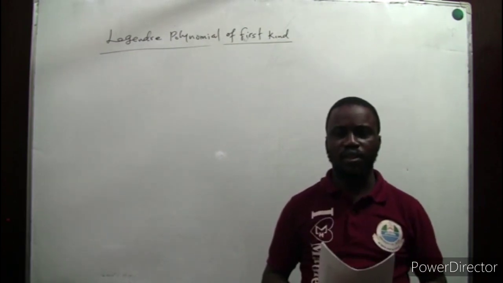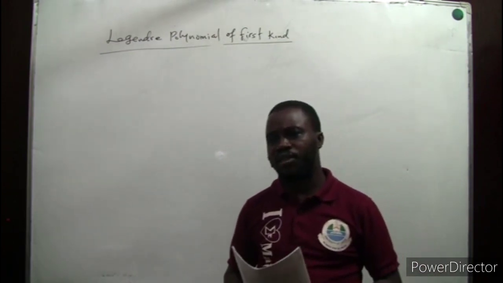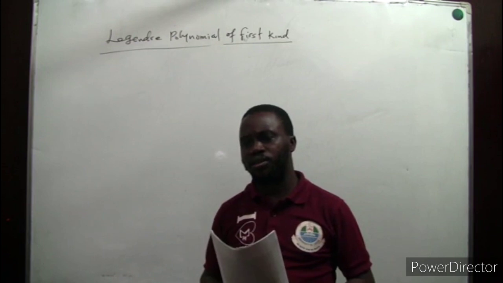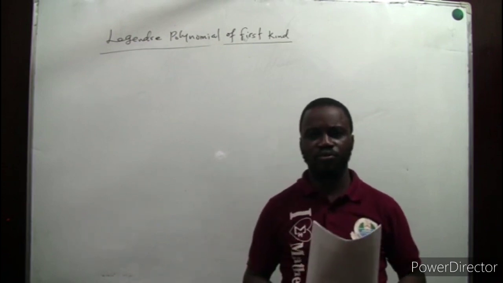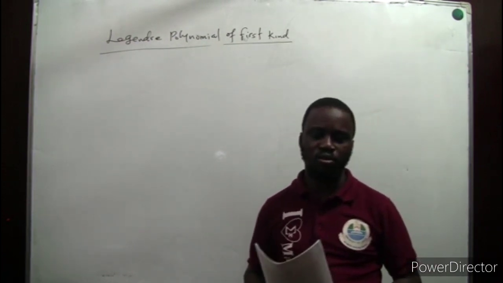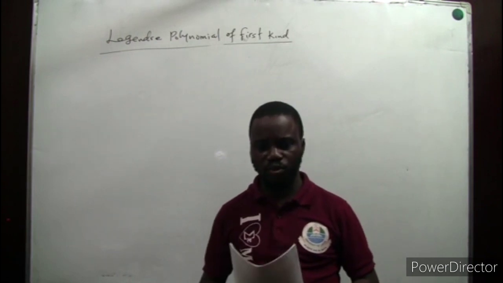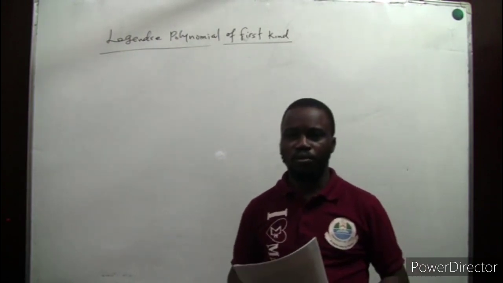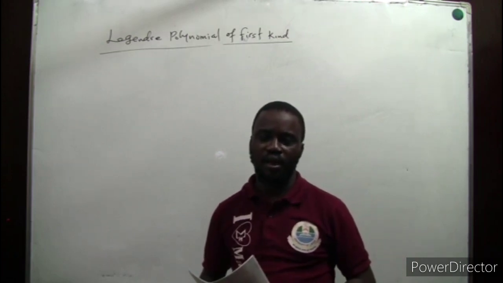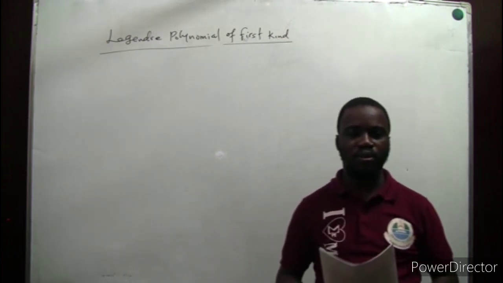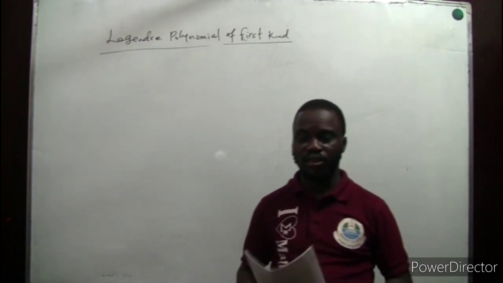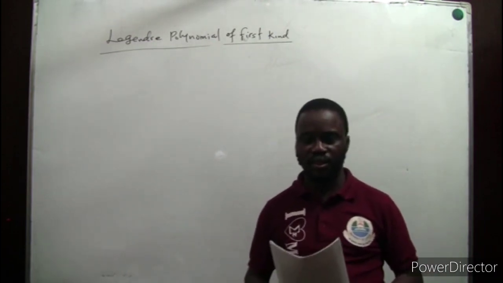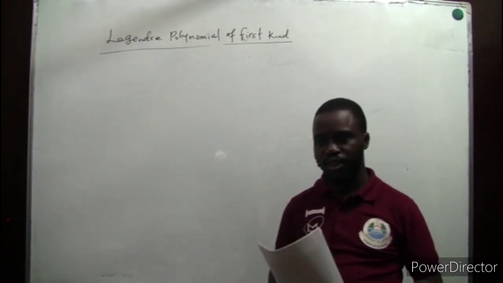We emphasized the fact that the Legendre equation is in Cartesian form. It can be converted to polar form. This was also established. Today's class, we shall be looking at another interesting subtopic under the Legendre equation, and that is the Legendre polynomial of first kind.